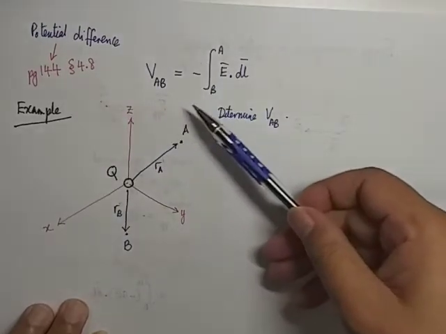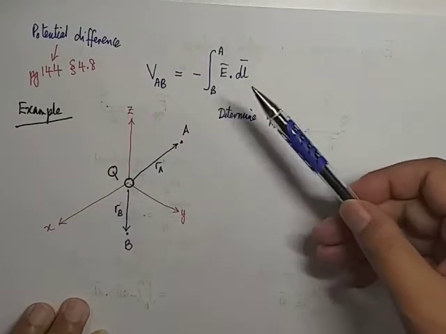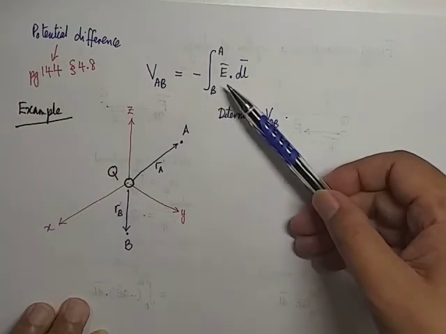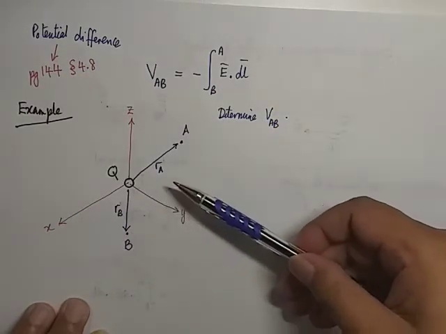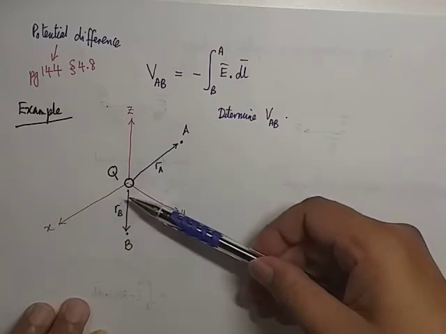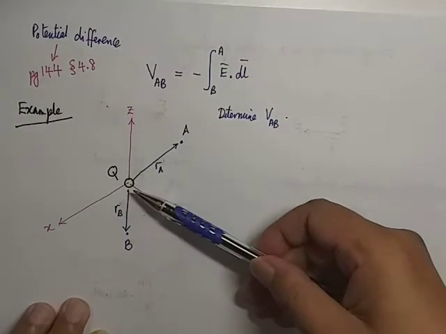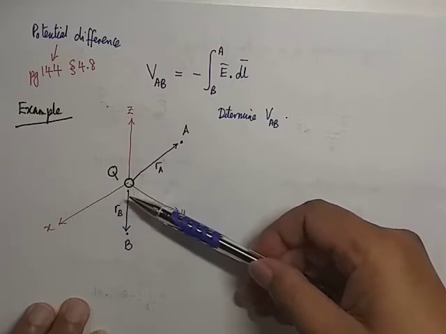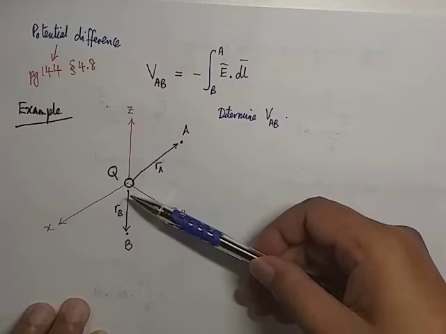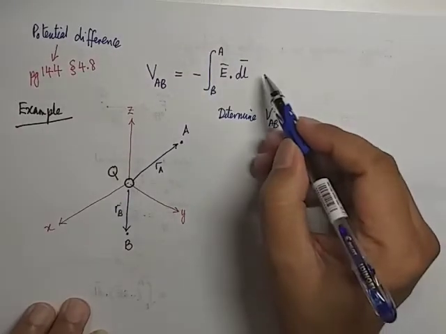In order for us to use this equation, we must be able to define what E is, and E is the electric field intensity. From this diagram, we know that the E is actually the field emitted by the point charge. So what should be the E due to the point charge? There are two methods we can use to find the E, either Coulomb's law or Gauss' law.